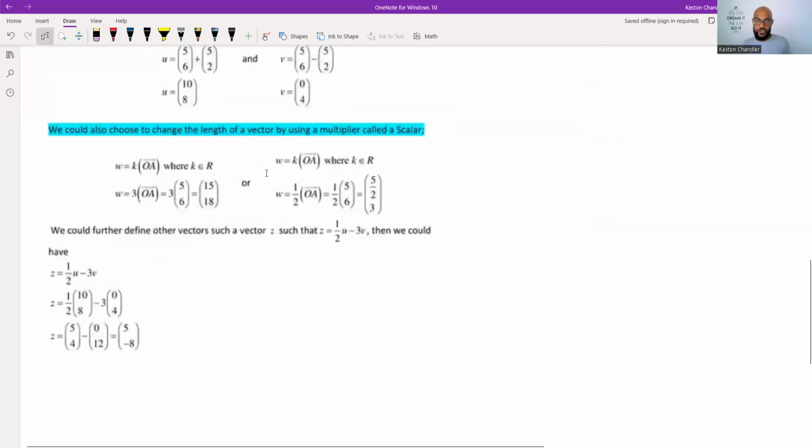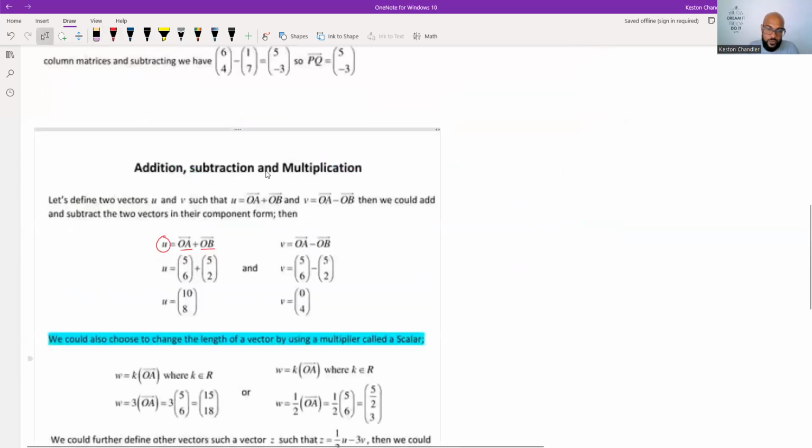Right? So they're coming back with the same things here again. Remember OA and OB. They're saying that there are 2 vectors, a vector called U and a vector called V. And U is such that it is equal to OA plus OB. So all we're doing is adding those 2 vectors that we have already identified above as 5, 6, and 5, 2. So we get a new vector when we add those 2 together. The vector U, which is 10, 8.